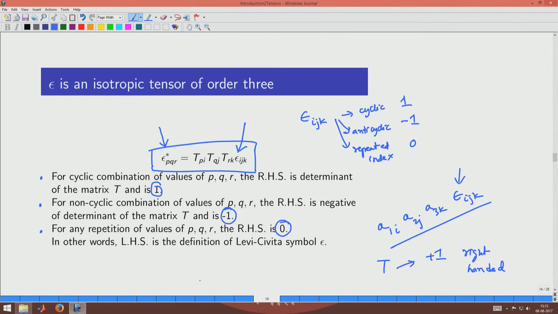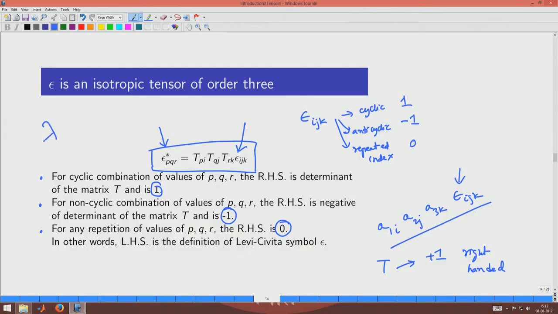Okay. So, this shows that whenever you have an isotropic property that has to be determined, then you could actually use an expression like this. You could use lambda epsilon ijk. So, you can use this expression to represent an isotropic tensor of order 3, which has just one number that is multiplied in front of it.